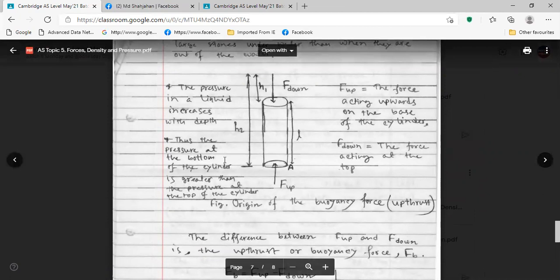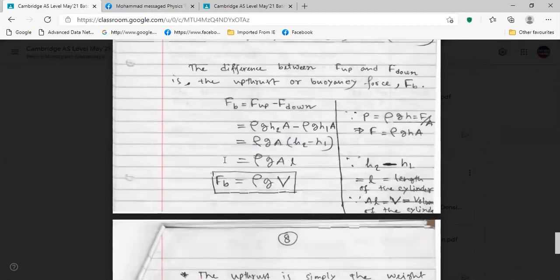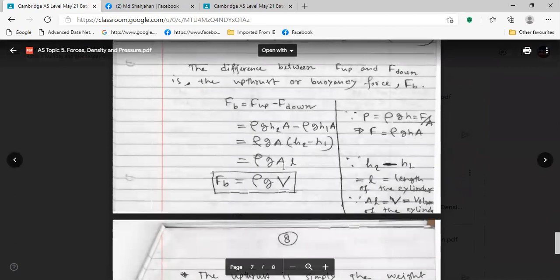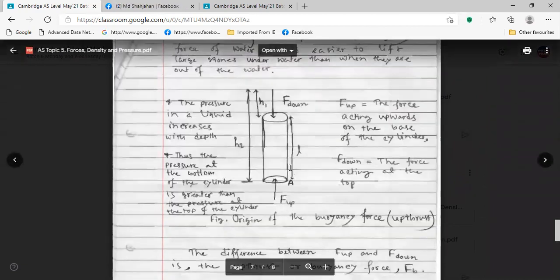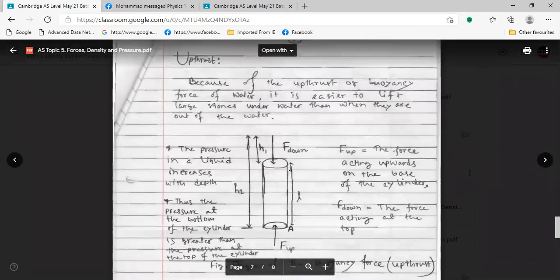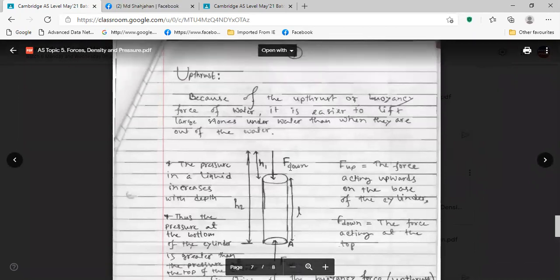Then we have rho g A L. A L is the volume of the liquid in that column. So buoyancy force is rho g V, where V is the volume. Okay, so do you want to write it? Okay, sure. Please write it.